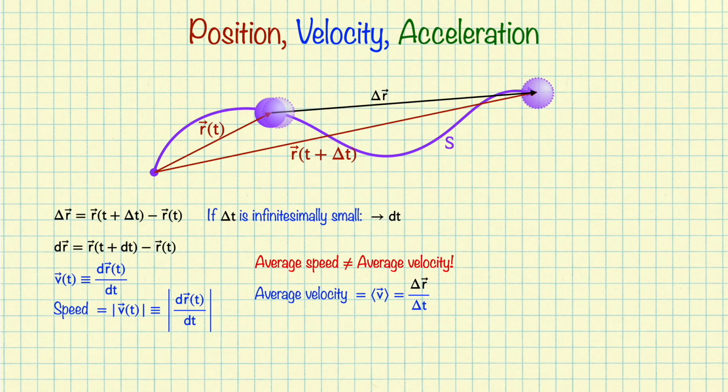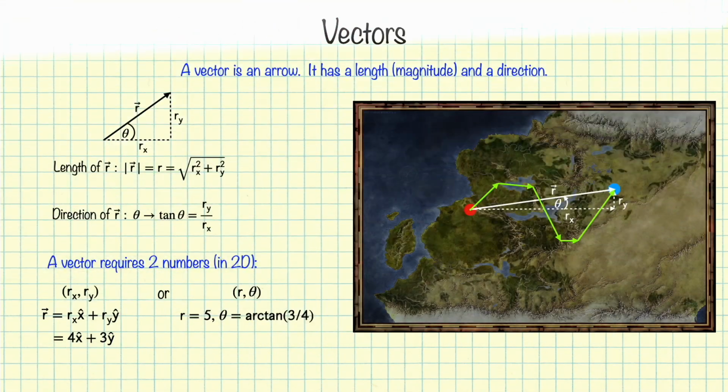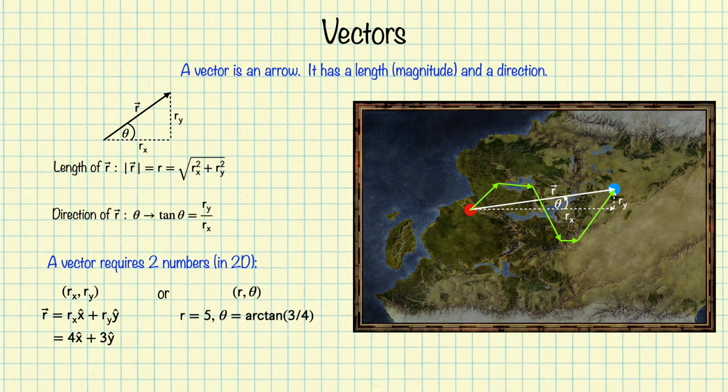The average speed is the total distance traveled divided by the time. So that would be the length of this path s divided by the time it took, again, to run along that path S. To give you another example, if we go back to my previous video on vectors, I had this map where I drew different paths to go from this red dot to this blue dot. Now let's take a look at this green path.